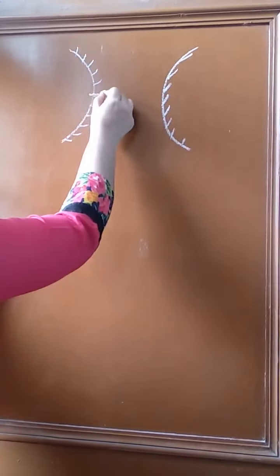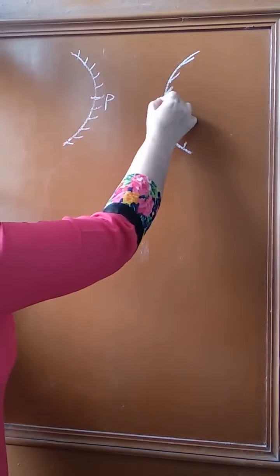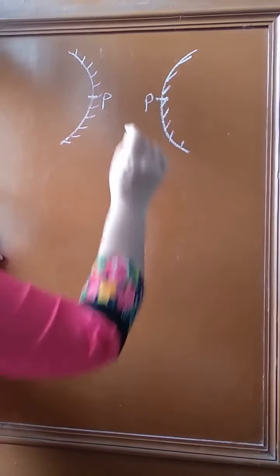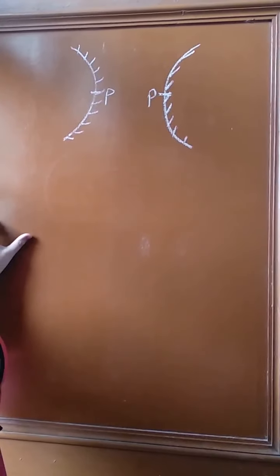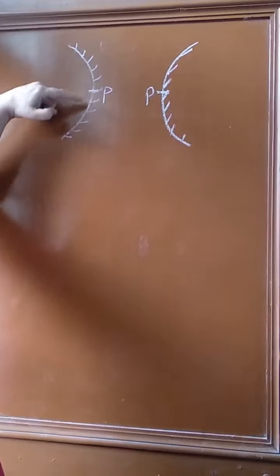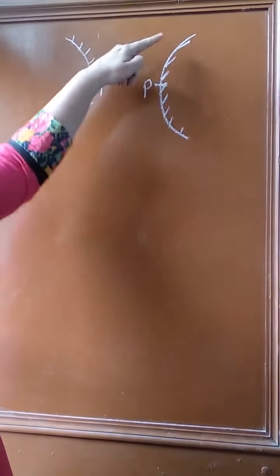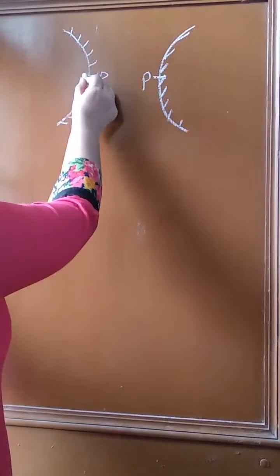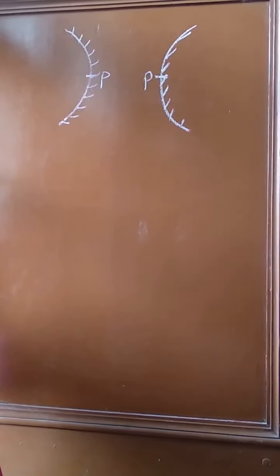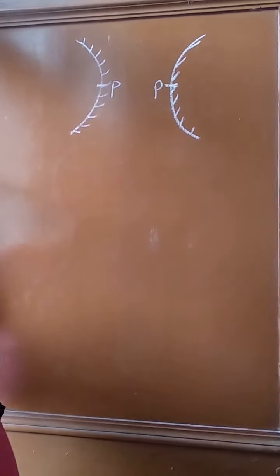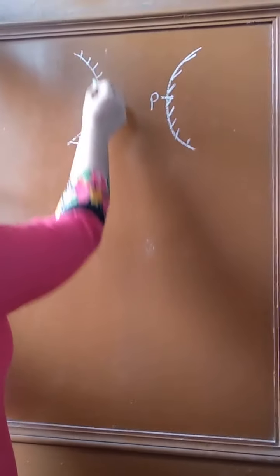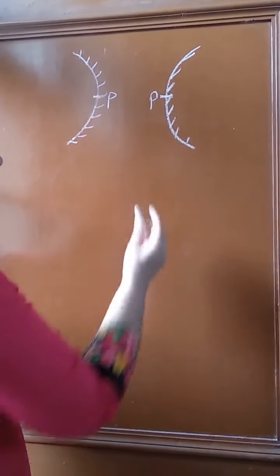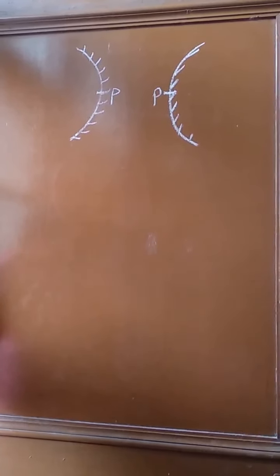Let this center point of these mirrors be P. This is point P, the pole of the mirrors. This is the pole of the concave mirror and this is the pole of the convex mirror.